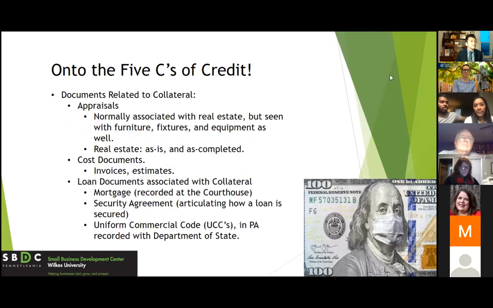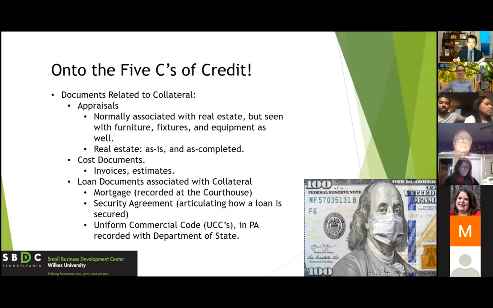The 5 C's, documents related to collateral include appraisals, all right? So it's one thing to say that you have the real estate, or the real estate is going to come in at a specific value, but you're going to want something, or the banks will want something to substantiate that value. And normally you'll see that with appraisals. You'll also see that depending on the situation with furniture, fixtures, equipment as well.